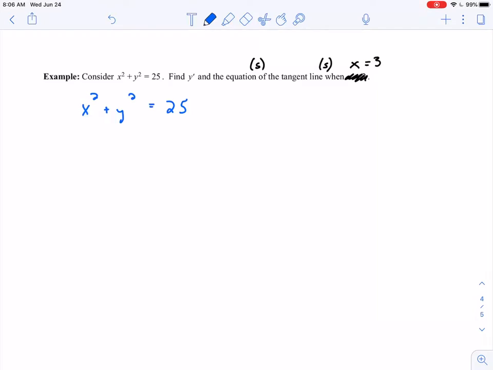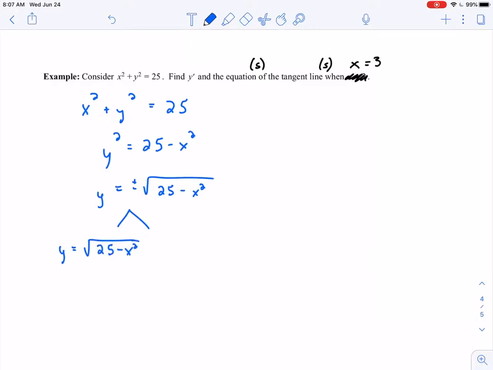Explicit differentiation says we've got to solve for y first. So y squared equals 25 minus x squared. But when I take the square root, I'll have y equals plus or minus square root of 25 minus x squared. So I really have two different functions. I have y equals positive square root 25 minus x squared, and y equals negative square root 25 minus x squared. So if I want to find y prime, I actually need to find the derivative of two separate functions.